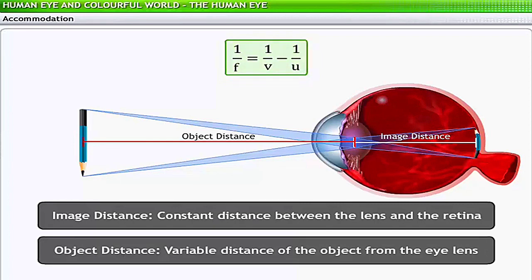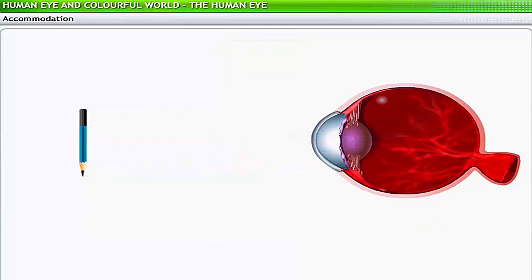Therefore, to form a clear image of different objects at different distances from the eye, the focal length of the eye lens has to be changed. And how do we do that? By altering its thickness, of course.